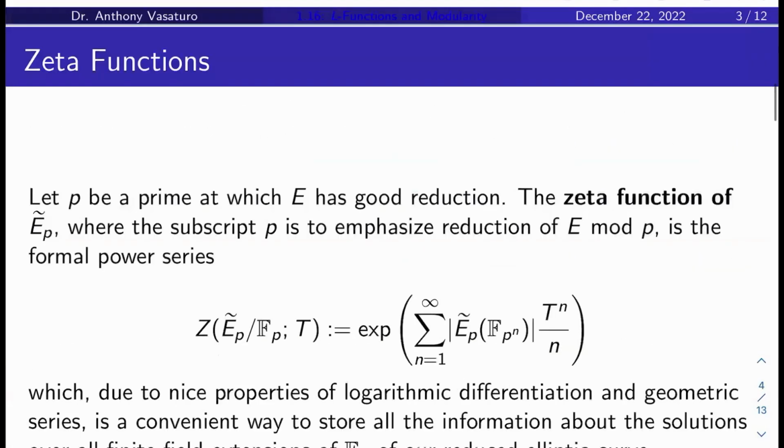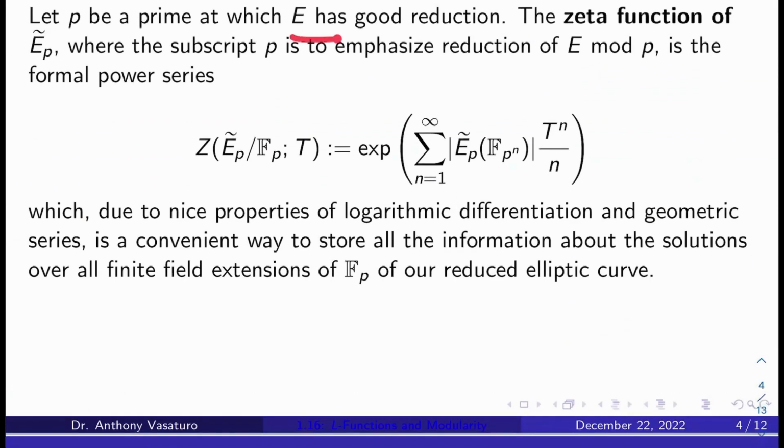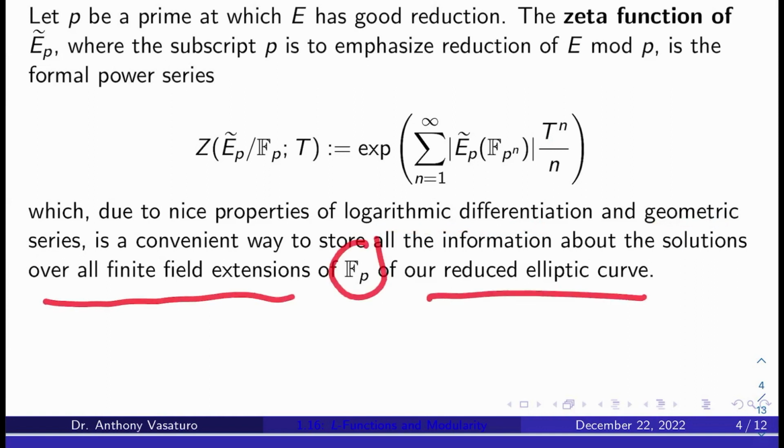Okay. All right, zeta functions. Let P be a prime at which E has good reduction. The zeta function of E tilde sub P, where the subscript P emphasizes the reduction of E mod P, is the formal power series Z(E tilde_P / F_P, T). It's given by exp, the formal power series for the exponential, of the sum from n equals 1 to infinity of the number of F_{P^n} points on E tilde sub P times T^n over n. Due to nice properties of logarithmic differentiation and geometric series, this is just a convenient way to store all the information about solutions over all finite field extensions of F_P of our reduced elliptic curve.